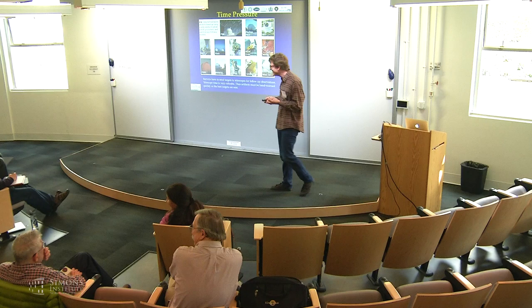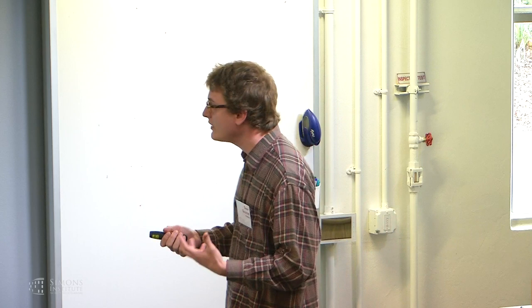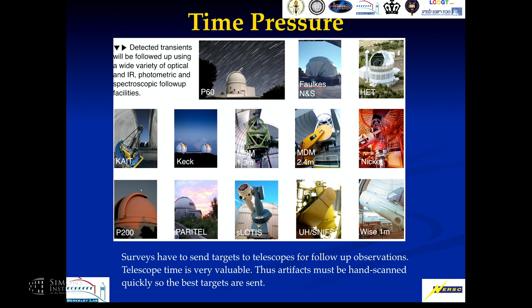But the part that really makes this different from looking for minor planets like Pluto is that for supernovae, these things fade away. And we want to catch these things early. We want to learn as much about them as possible. And so we have to send targets, supernova targets, to telescopes like this for follow-up observations. And as Peter said, this telescope time is very valuable. One night on Keck is worth about $50,000. One orbit of the Hubble Space Telescope around the Earth is worth about $100,000.